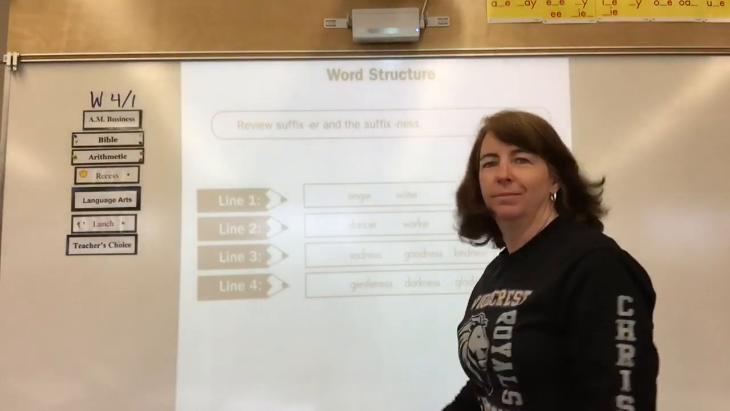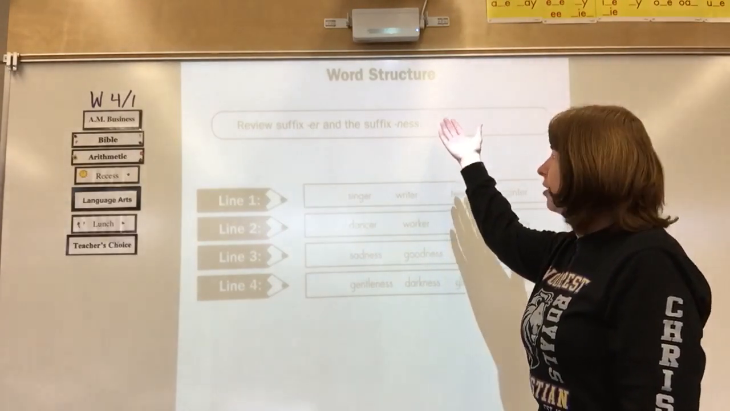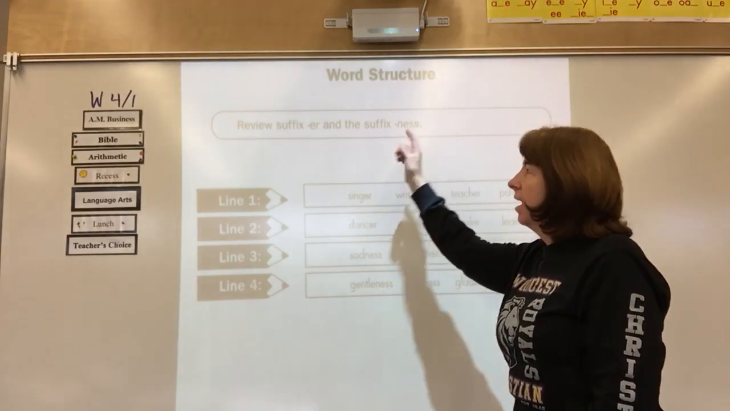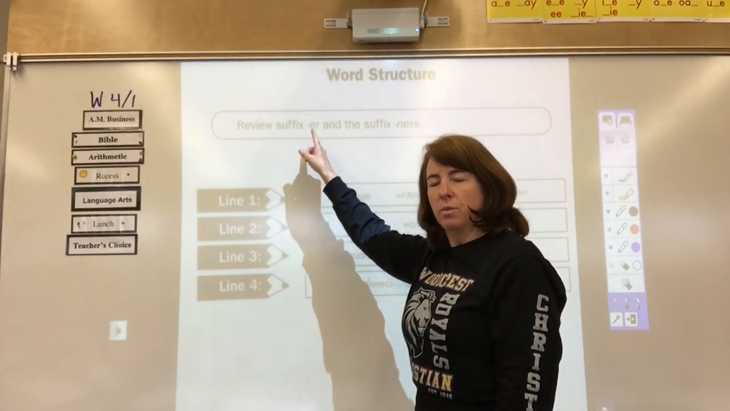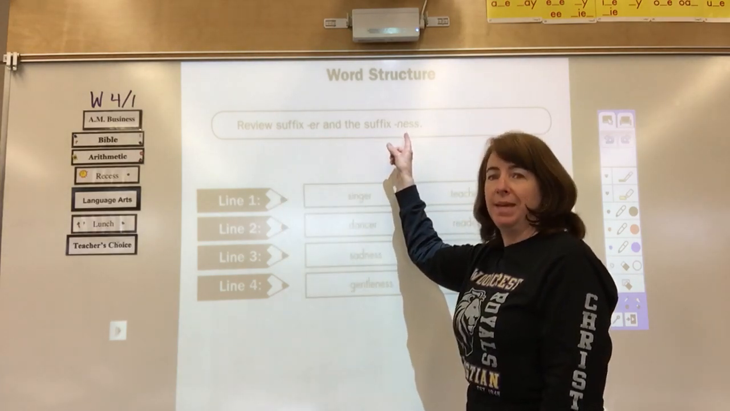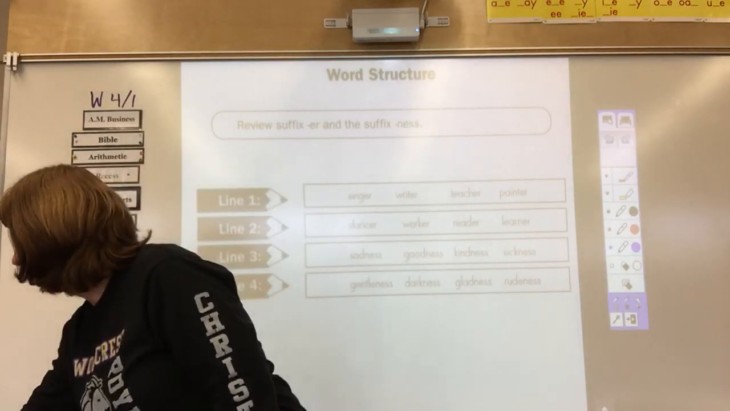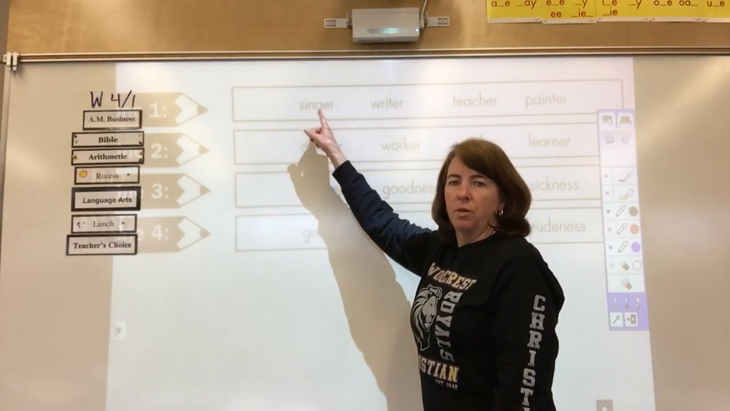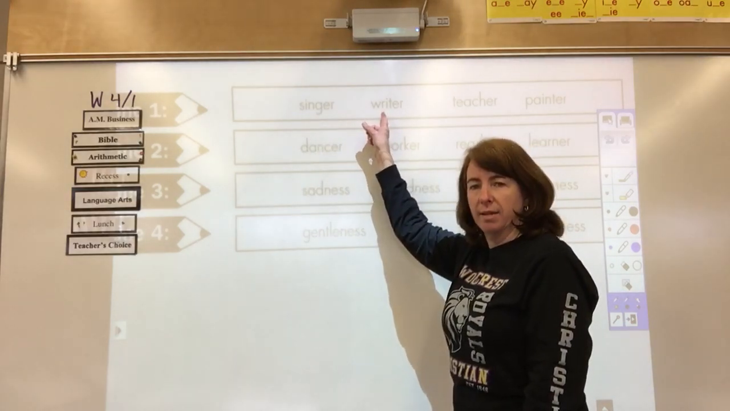If you take a look, we have our word structure up here. That's what we're working on, is word structure. We're going to review our suffix ER and our suffix NESS. If you remember, ER can mean one who when you add it to a base word, and NESS means the state of being. All right, so taking a look at that, I'm going to make it a bit bigger. Singer would be one who sings. Writer would be one who writes.